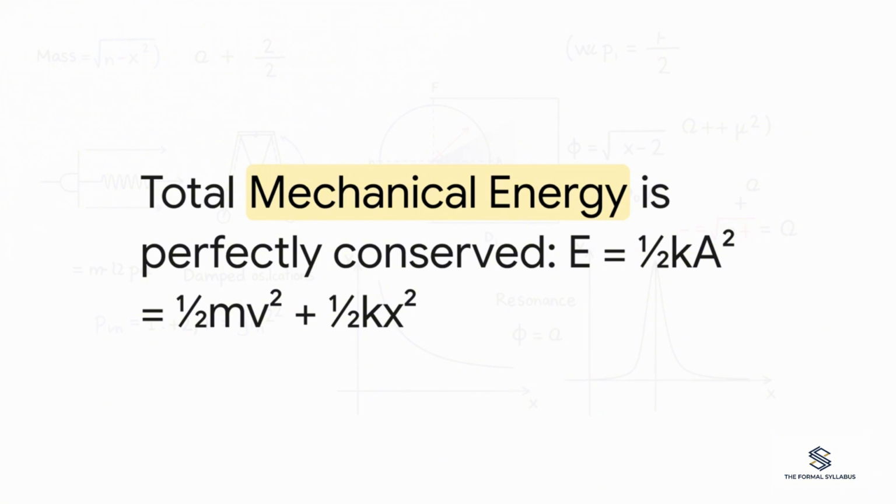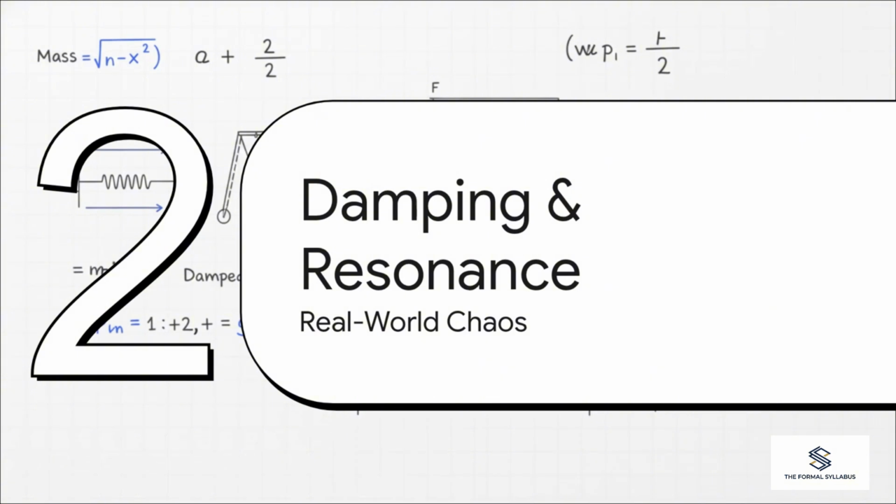But here's the critical takeaway. In an ideal system with no friction, if you add the potential and kinetic energy together at any given exact moment, the total mechanical energy remains absolutely, perfectly constant. It never changes. E equals 1/2 k a squared. Simple as that.